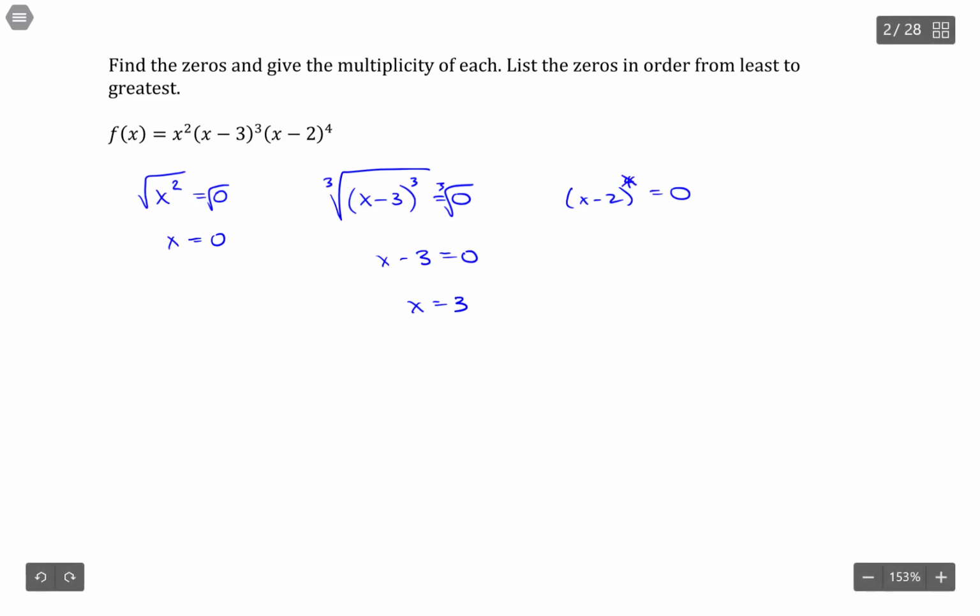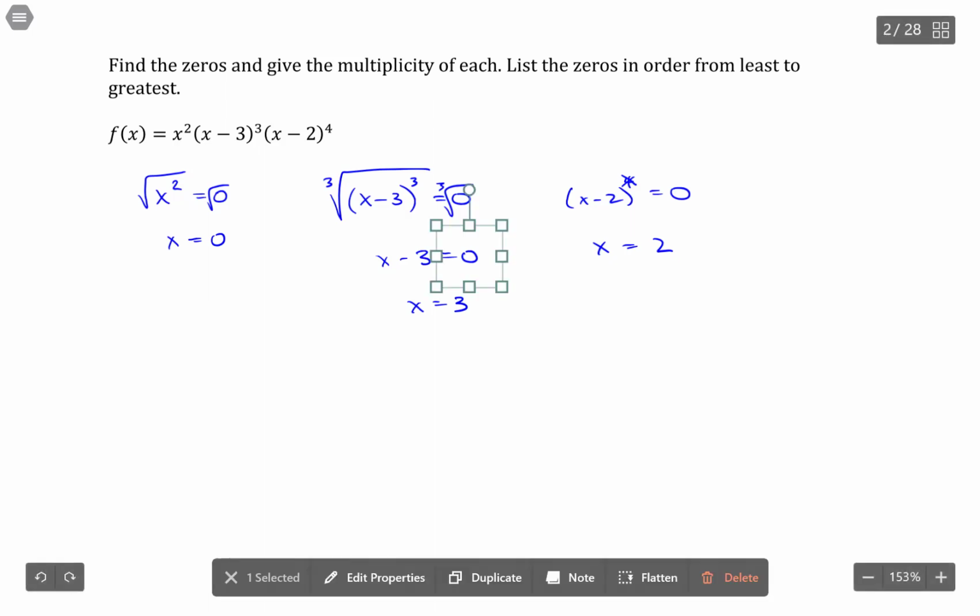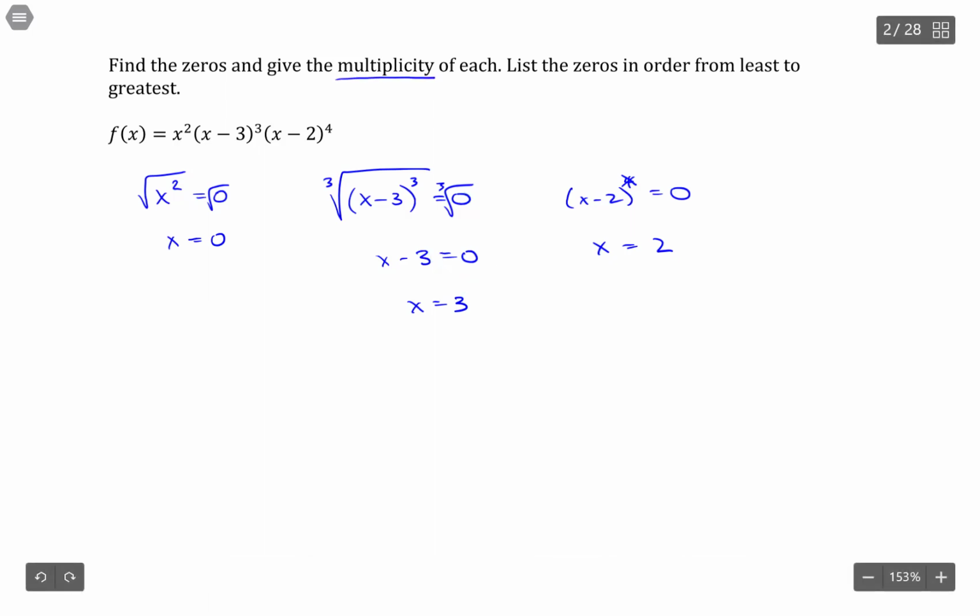Likewise, I don't really need to pay attention to the fourth power here, it's just x equals 2 that gives me the 0. Now, where do those powers come into play? Well, those come in play in terms of multiplicity. So because this has a squared term, that means I have the 0 of 0 twice. So what that means is I have x equals 0 with multiplicity 2.